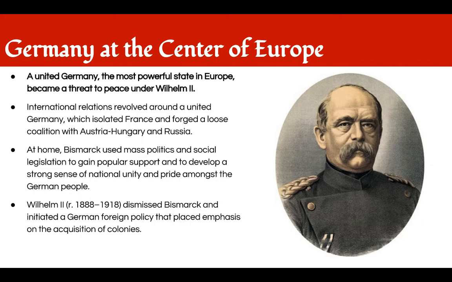At home, Otto von Bismarck, who you see pictured, used his politics and social legislation to gain popular support and also to develop that sense of nationalism that we talked about in class yesterday. Wilhelm II eventually dismisses Bismarck and initiates a new German foreign policy that really places an emphasis on colonization. And we see that in the carving up of Africa and things of that nature.